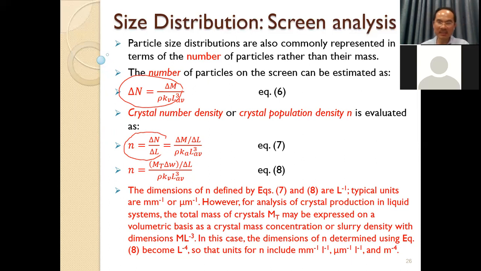Okay, sorry, this is for the dimension of n. N is defined by the equation, and the unit should be per length. Sometimes we define it in terms of per millimeter per liter. The number should be number per millimeter per liter, something like this for the unit. Okay, I will show you an example.